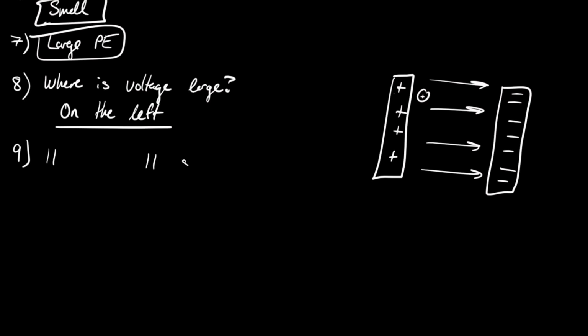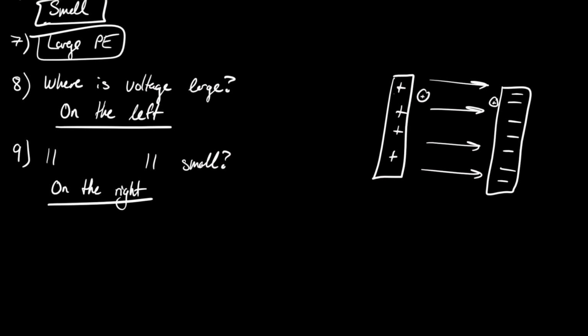Next question would be, where is the voltage small? Now again, small voltage means the positive charge. You're always doing positive charge with voltage. Where does it like being? Well, positive charges like being near negative charges. So voltage is small over on the right.